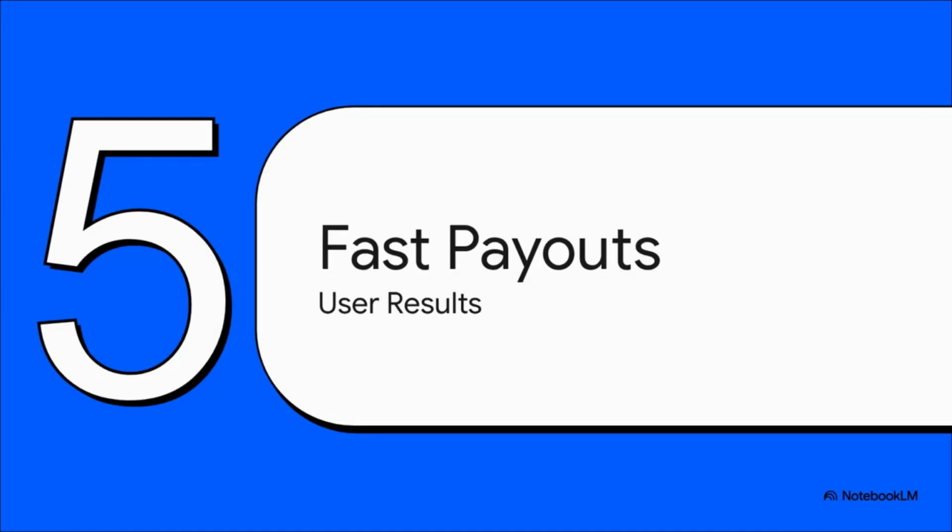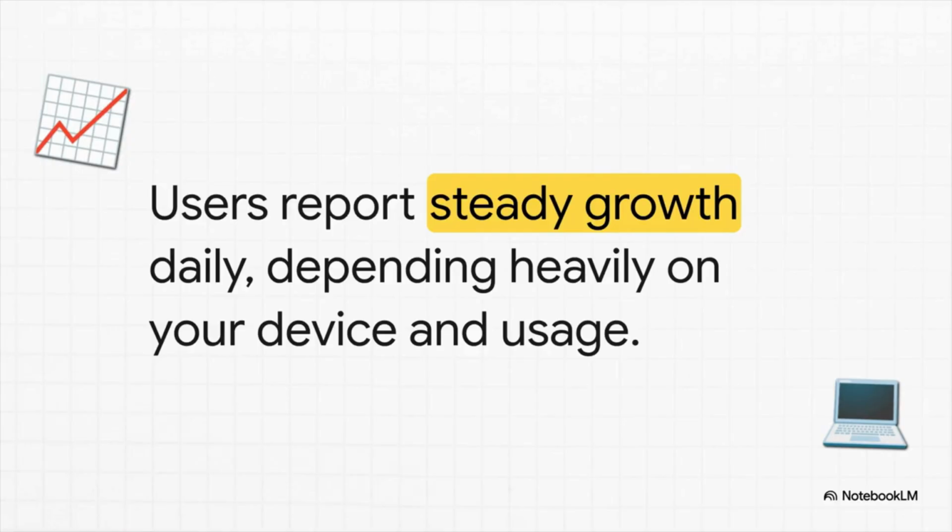Part 5. Fast payouts and user results. The big promised outcome here is steady Bitcoin growth daily. But, and this is a crucial but, we have to point out the major caveat buried in their own marketing. That daily growth depends heavily on your specific device and your usage. Your underlying hardware is still the absolute ceiling for what you can earn. So it's definitely not a magic wand for wealth. It's strictly an optimization of the limits your computer already has.